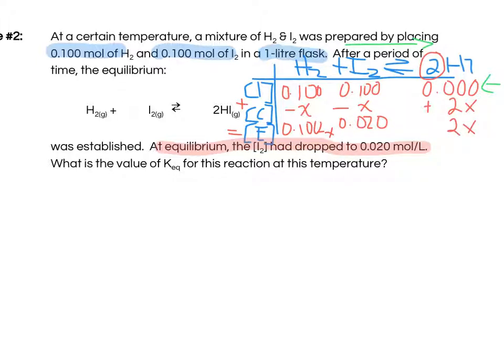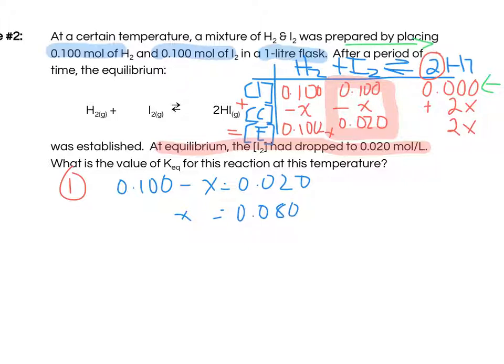So the first thing I'm going to do is recognize that I have all of the information to solve for x using the values and the details given for I2. That's going to be my first step down here. So 0.100 minus x is equal to 0.020. So x in this case is going to be 0.080 moles per liter. So now that I know that, I can develop equilibrium concentrations for both my H2 and my HI.